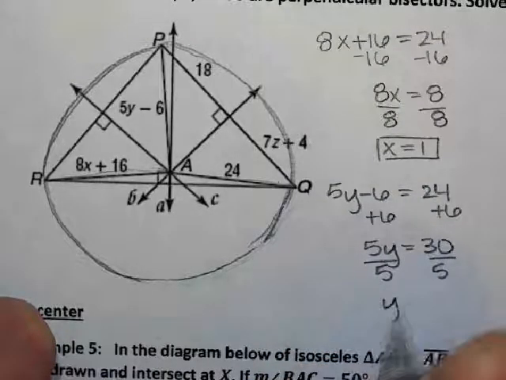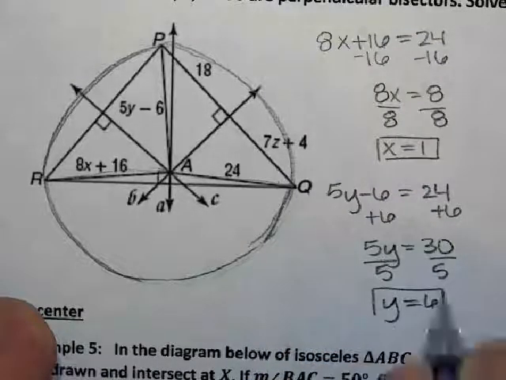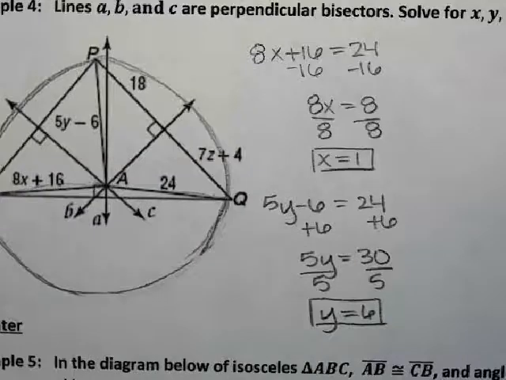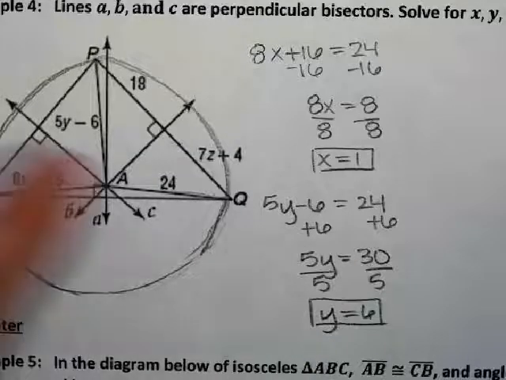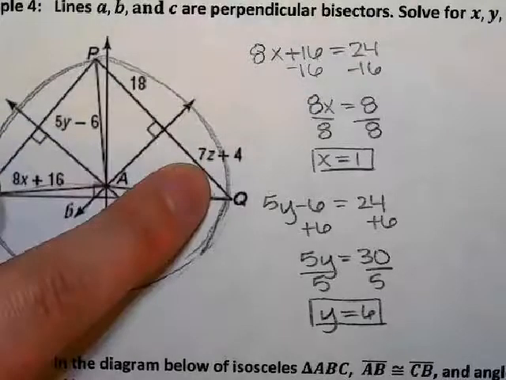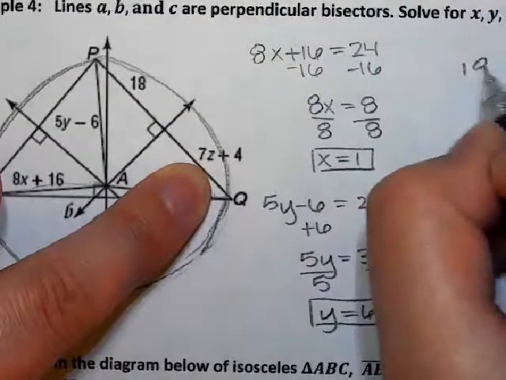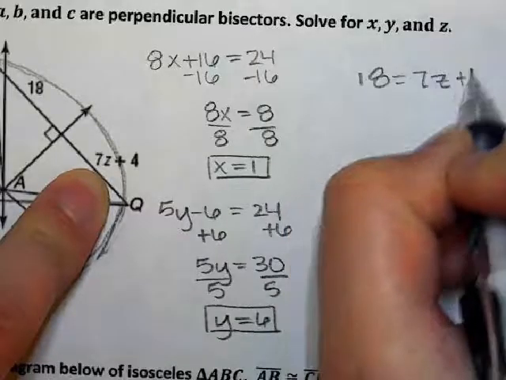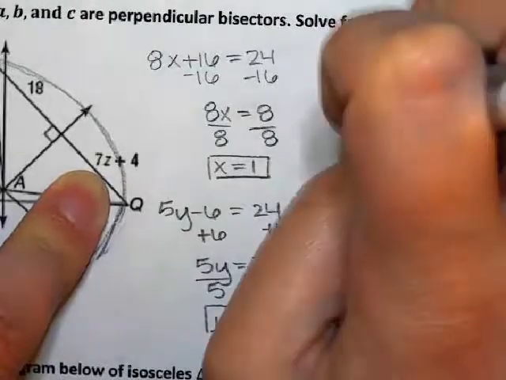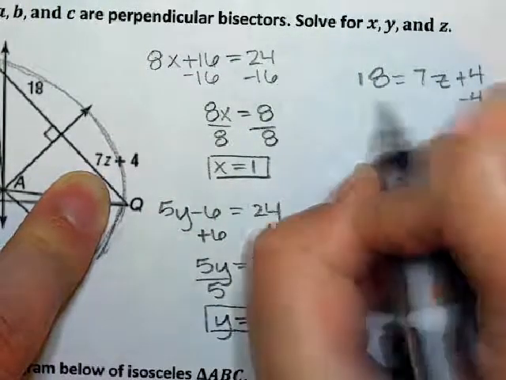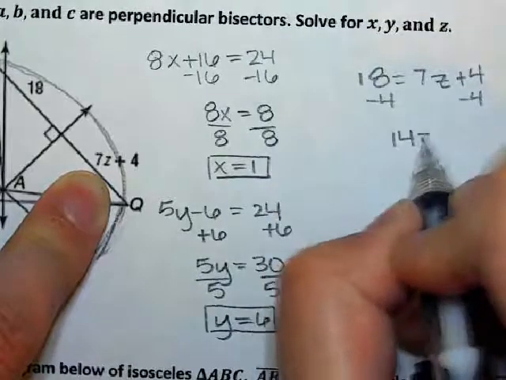Okay. And then what do we do to solve for z? Now we're using the fact that it's a bisector, so this side is cut in half, so the two halves must be equal. So 18 equals 7z plus 4. And what do we get for z? 2.